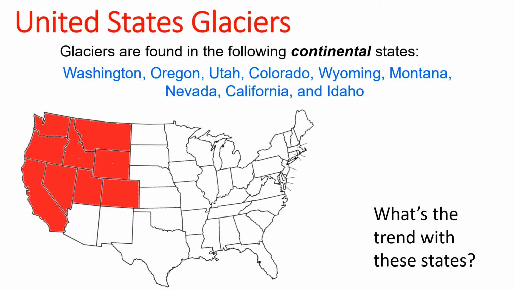In other words, not counting Hawaii and Alaska, in the main part of the United States, the lower 48. What do all these states have in common? They're all in the West, because these are the places where they have high enough mountains that it can remain cold enough year-round for a glacier to form.